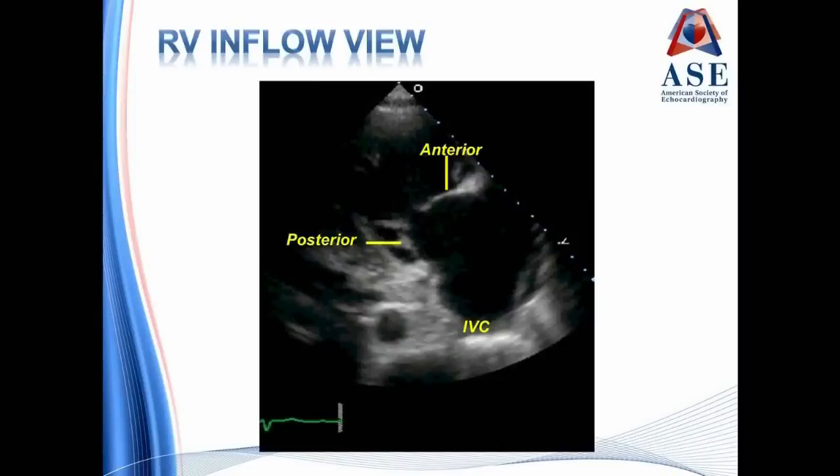Here is an example of a patient with an abnormal tricuspid valve, but this is the anterior leaflet of the tricuspid valve. This is the posterior leaflet, and IVC inflow is here. This is the right atrium, and this is the right ventricle.